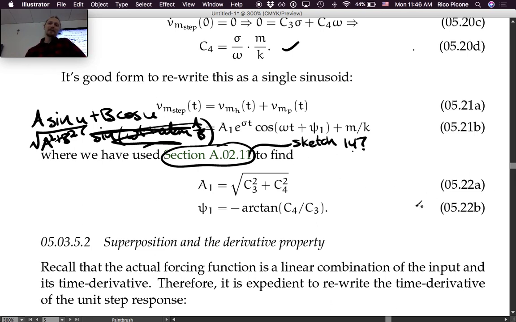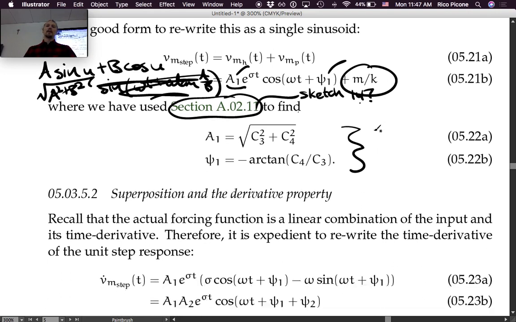So 522a says the single amplitude for the cosine, so I went with cosine. I could have chosen sine; I chose cosine arbitrarily. And these are our A1 and Psi1. So A1 is that, Psi1 is that. Combine it into a single one. So we see very explicitly this is a sinusoid with some phase off from the input phase. It decays to some steady state value. So that's our step response.